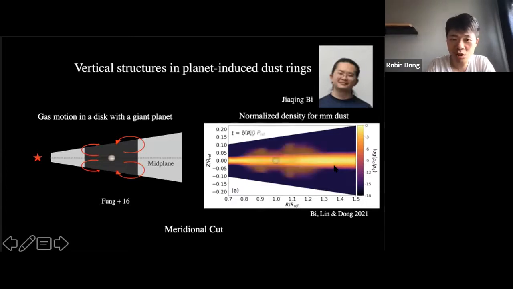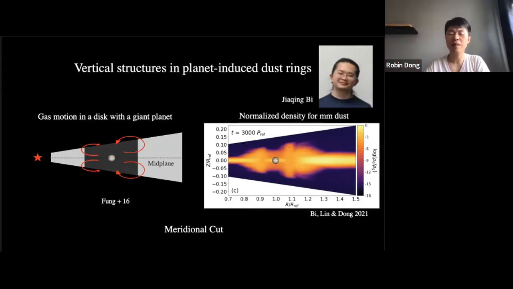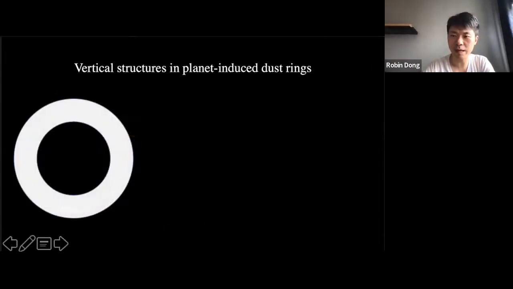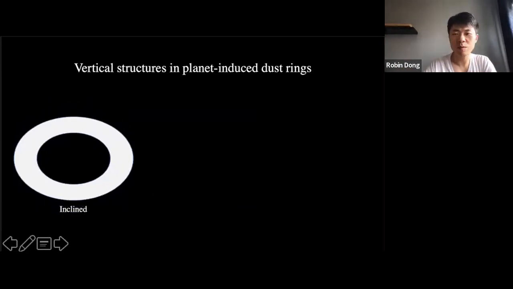But if there is a giant planet, dust at the gap edges can be puffed up vertically by the meridional circulation. Therefore, the dust rings at the gap edges will develop a finite thickness, and it is actually possible to detect this vertical structure. So here's a schematic of a dust ring face on. Now, if we tilt it, if the ring is flat, it will just be squeezed along the minor axis and become an ellipse.